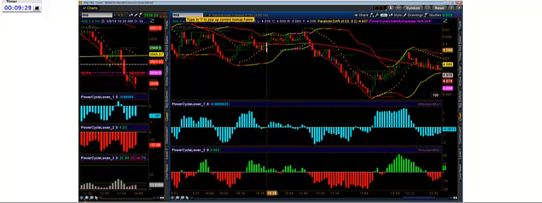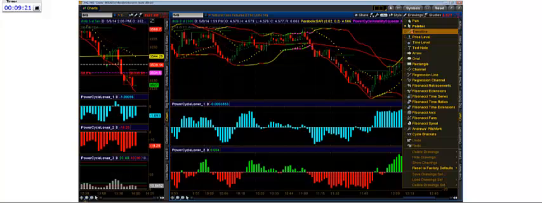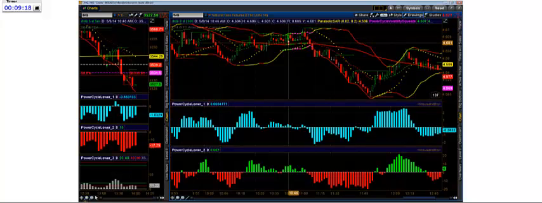So here's your... we use that pivot low and that pivot low. Well, we use that one right there. Just showing you the way I set things up.